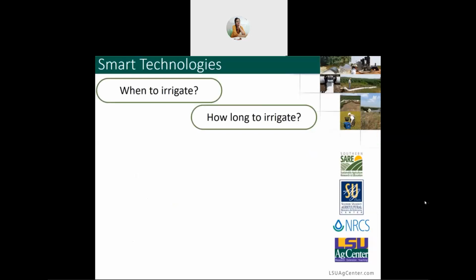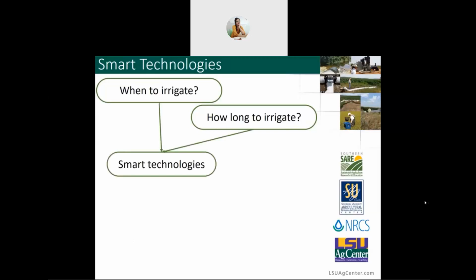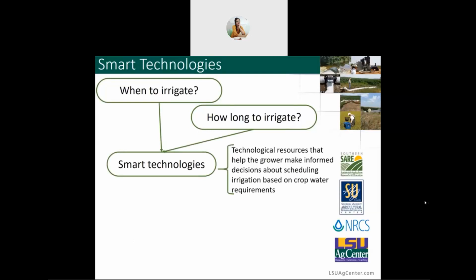Okay, so now let's talk about smart technologies. A smart technology is something that helps you determine when to irrigate, as well as how long to irrigate. And there are many different ways to do this. Basically the idea is to help the grower make an informed decision about scheduling irrigation, and that is based on feedback from the crop's environment.